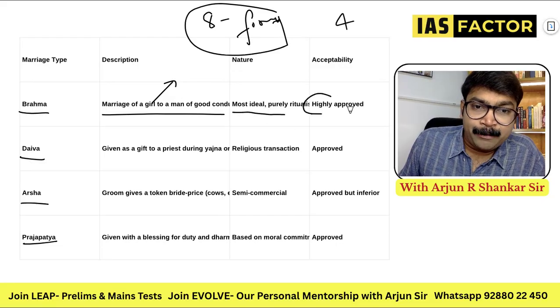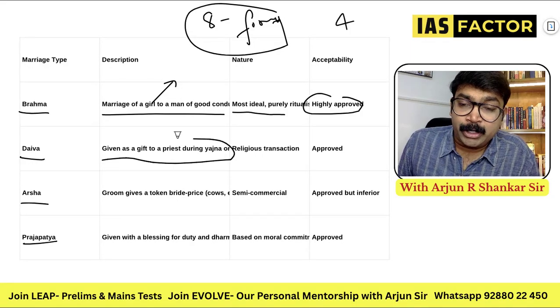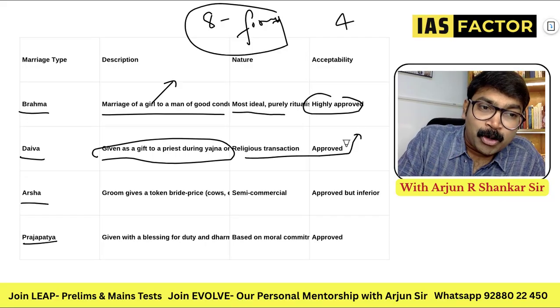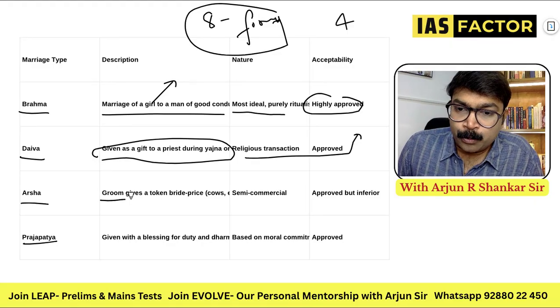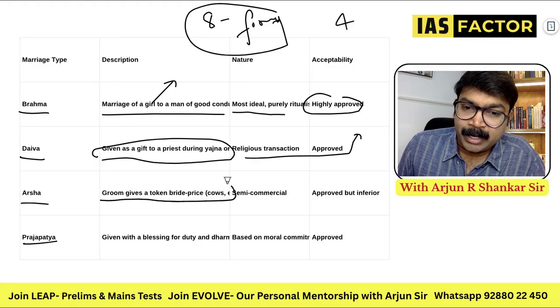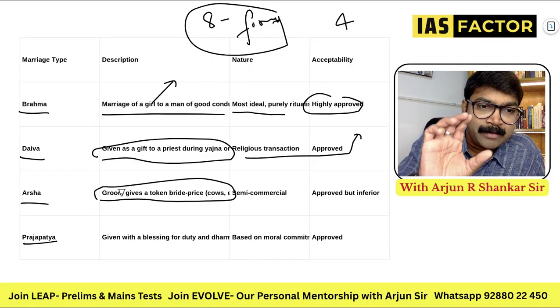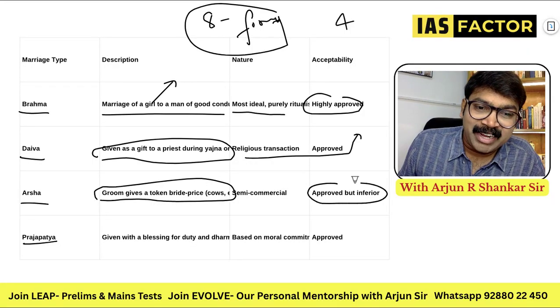Brahma marriage, highly approved. Daiva marriage is given as a gift to the priest during the yajna. It's a religious transaction. You give your daughter to a priest. Daiva vivaha. Arsha means the groom gives a token bride price, cows, etc. The man goes to the girl and gives gifts, etc. Arsha is approved but very inferior.